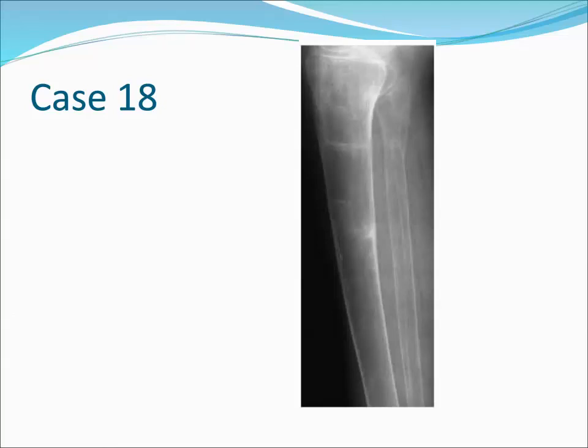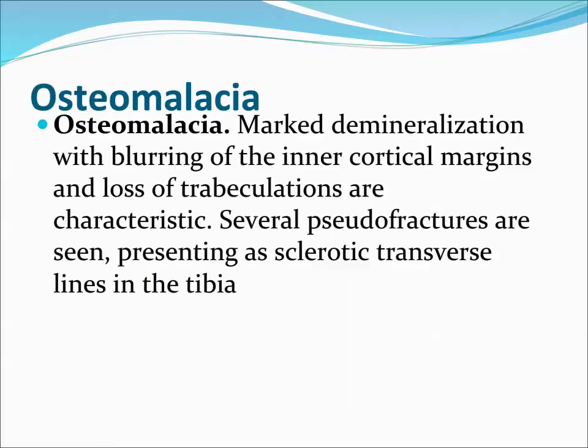This is case number 18, radiograph of leg showing marked demineralization with blurring of the inner cortical margins and loss of trabeculations, which are characteristic. Several pseudo-fractures are seen, presenting as sclerotic transverse lines in the tibia, consistent with osteomalacia.